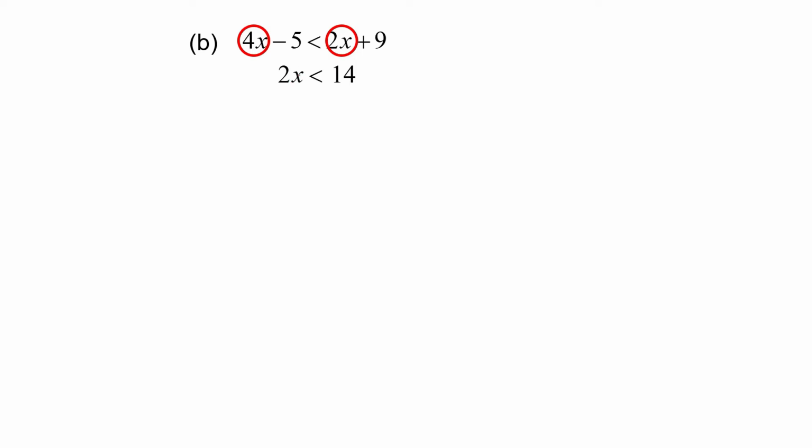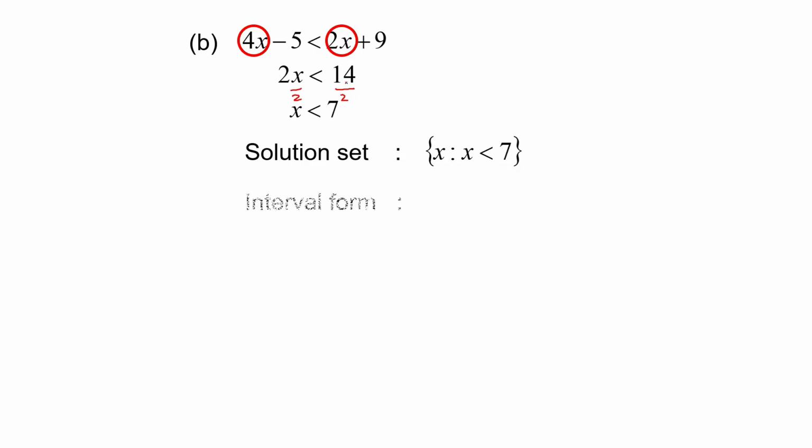Just one more step. How to eliminate this 2? Since it's 2 times x, you can just divide both on left and right side with 2. So your final answer is x less than 7. Remember to write your answer in terms of solution set and also in interval form. Why is it negative infinity on the left side? Because the symbol here looks like the arrow goes to the left, which means x is less than 7. So any number less than 7 is heading to negative infinity.